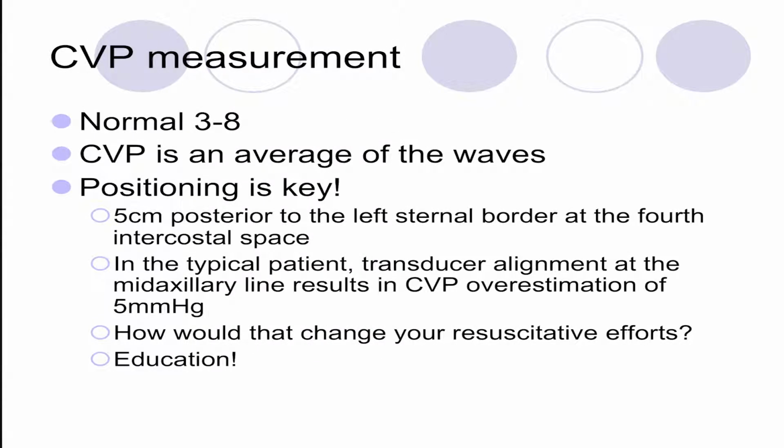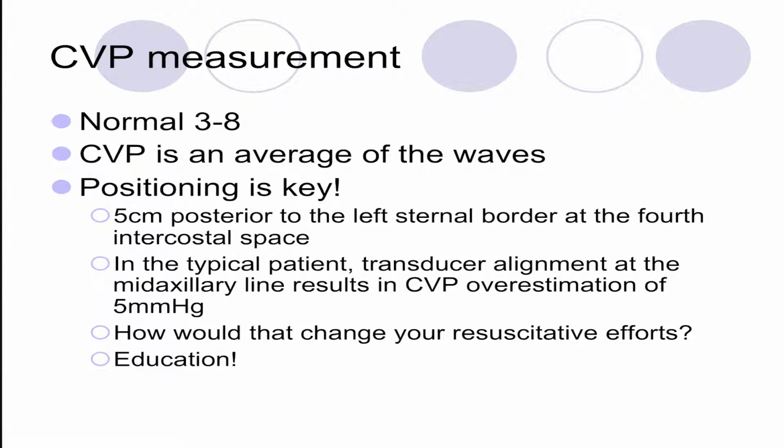So CVP measurement, they say normal is 3 to 8. We were talking about this the other day. We say that CVP is a measure of volume status. It is not and never has been. The only study ever done that proved that 3 to 8 is normal was in hemorrhaging mares. So horses is the only study that ever said CVP of 3 to 8 indicates volume resuscitation.